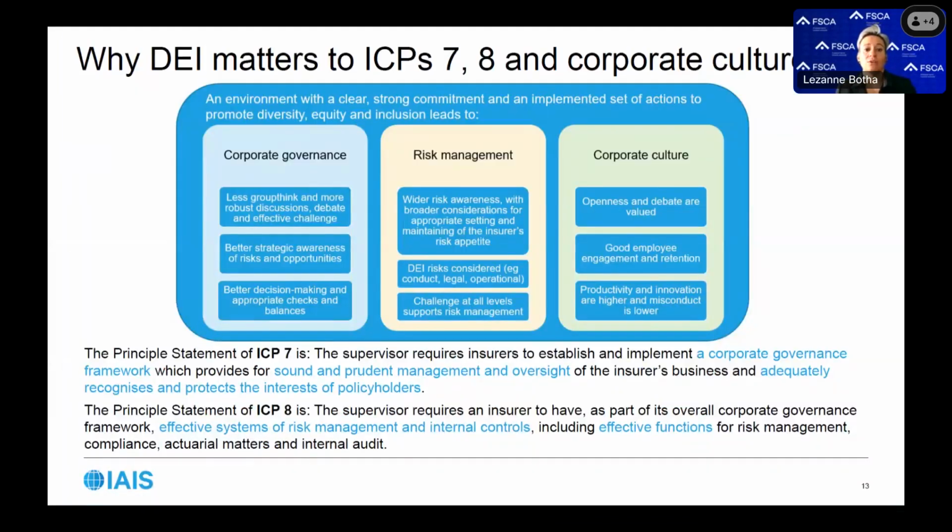Section 2 also explains why DE&I is relevant in the context of ICP 7, ICP 8, and corporate culture, and how these elements interplay and how it leads to better outcomes in the context of corporate culture, risk management, and corporate governance. In the context of governance, it can lead to less groupthink, more robust discussion and debate, better strategic awareness of risks and opportunities, and better decision making.